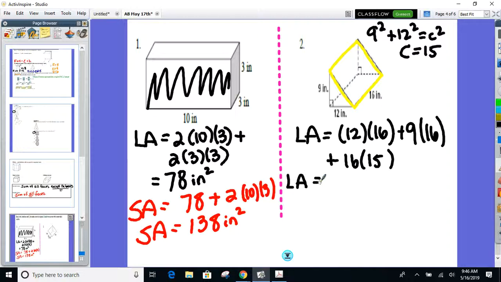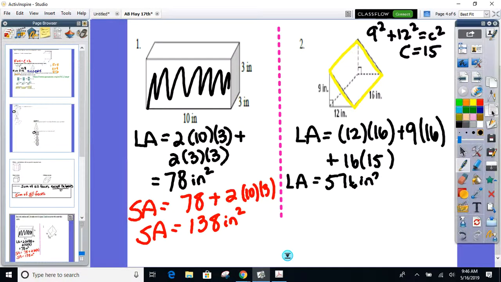So the lateral area, you guys calculating it, 576 square inches. All right, now let's see who's on top of our game right now when we go surface area. Any issues with the lateral area? 576.